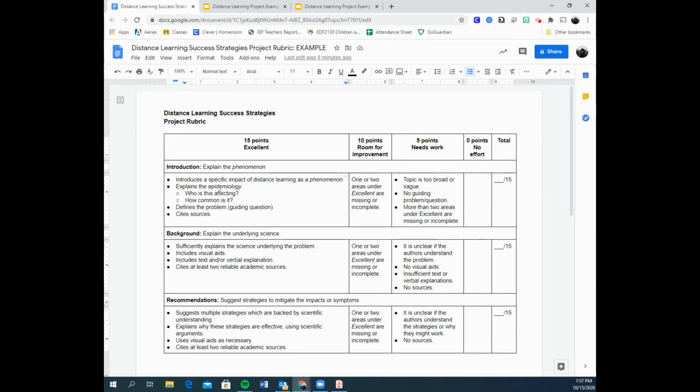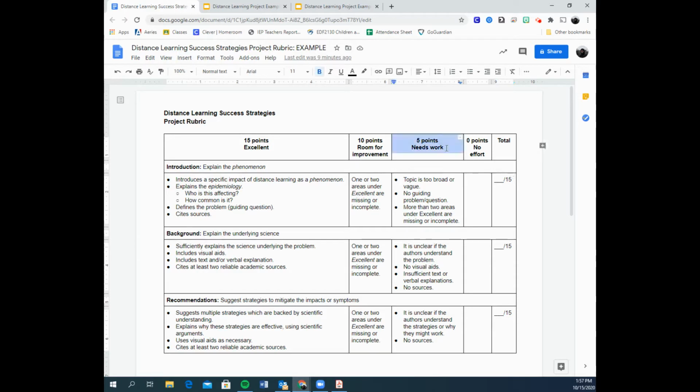So, for instance, if you're grading the project, the rough draft, and it explains the epidemiology, but doesn't define what the problem is, doesn't actually say what they're trying to solve, then you would take off 5 points and only give 10 here instead of 15.